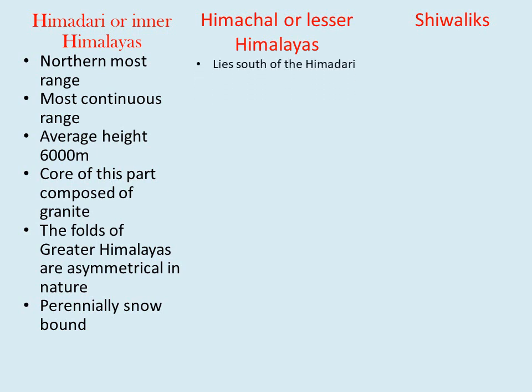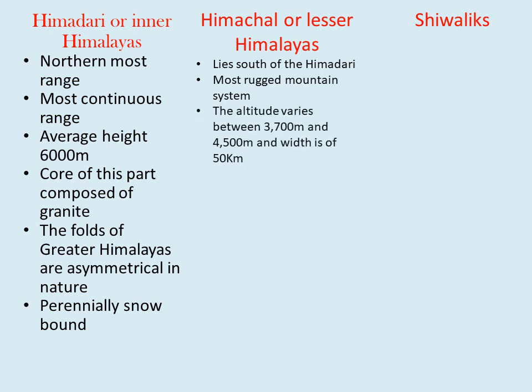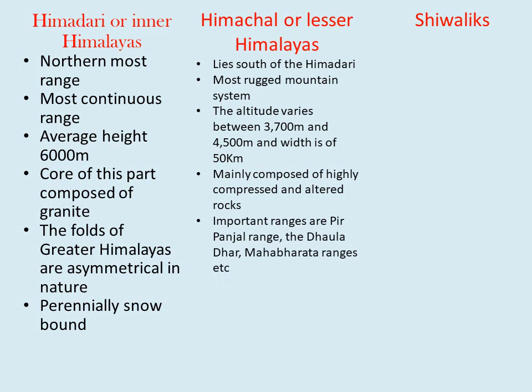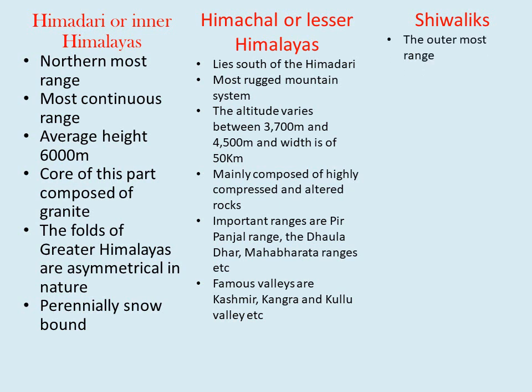Himachal or Lesser Himalayas lies south of the Himadri and is the most rugged mountain system. The altitude varies between 3700 meters and 4500 meters and the width is 50 km. It is mainly composed of highly compressed and altered rocks. Important ranges are the Pir Panjal range, the Dhauladhar, the Mahabharata range, etc. Famous valleys are Kashmir, Kangra and Kullu Valley.